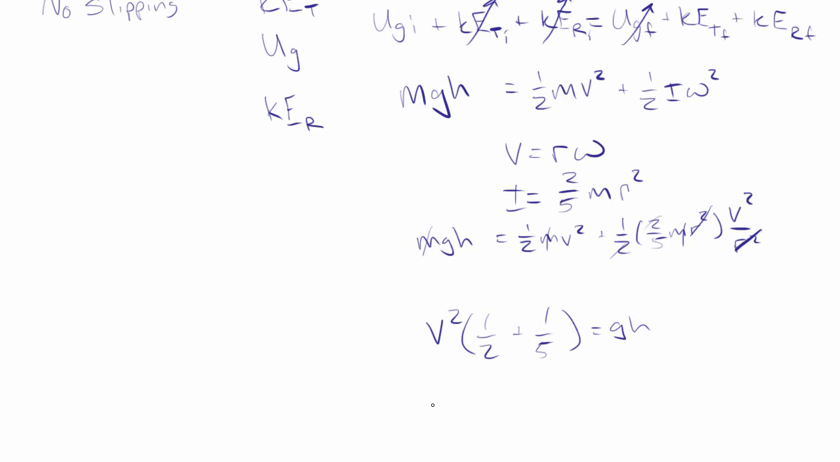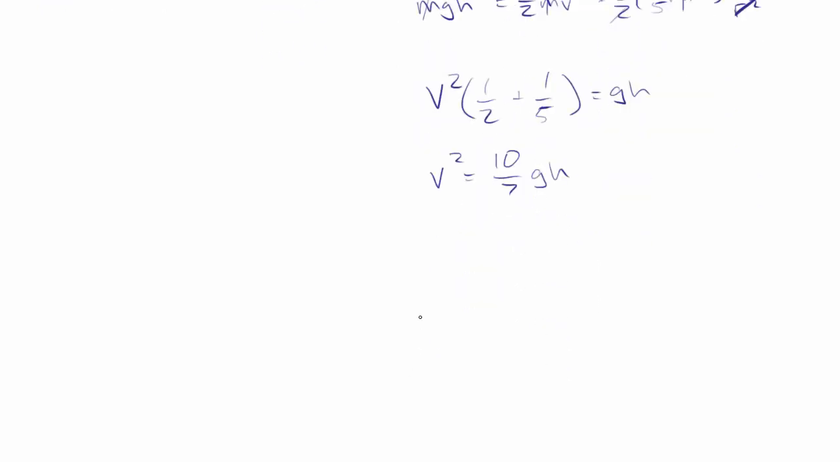All right, so what I get is v squared is equal to 10/7 times gh, strange number. The 7/10 moves to the other side, so you get 10/7. Or v is equal to the square root of 10 divided by 7 times g times h. And if you plug in g is 9.8 and h is 2 meters, you get 5.3 meters per second.